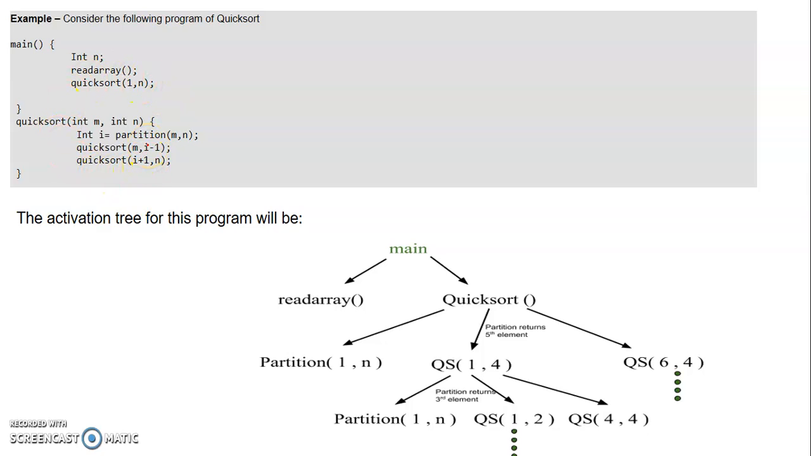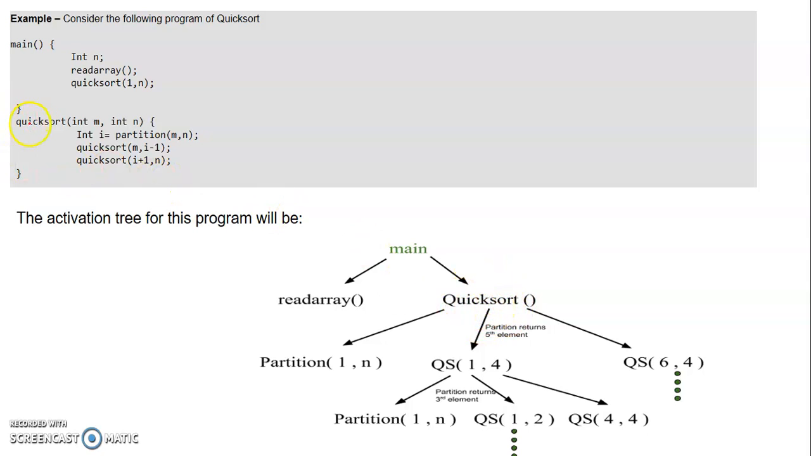And we know that whenever we execute the program, execution will always start from main. So the activation for main is created first. So this is the root of your activation tree. Once main is created, inside main you are calling this procedure read array and then Quicksort. So two activations are created corresponding to read array and Quicksort. So we have a node corresponding to read array, and a node corresponding to Quicksort.